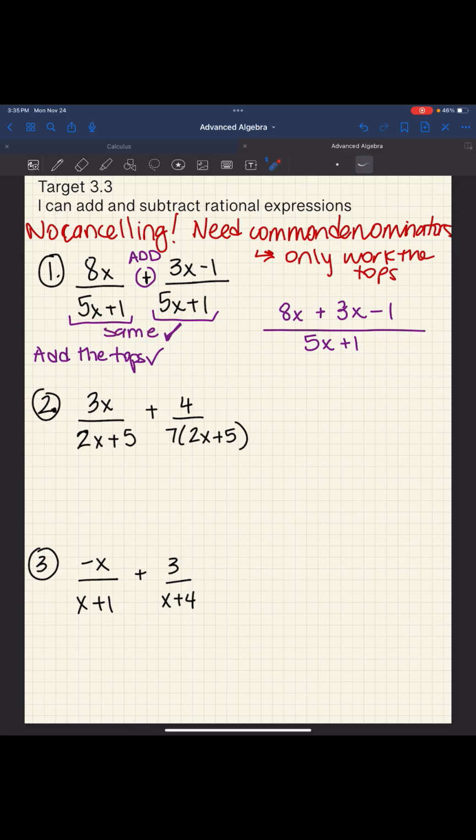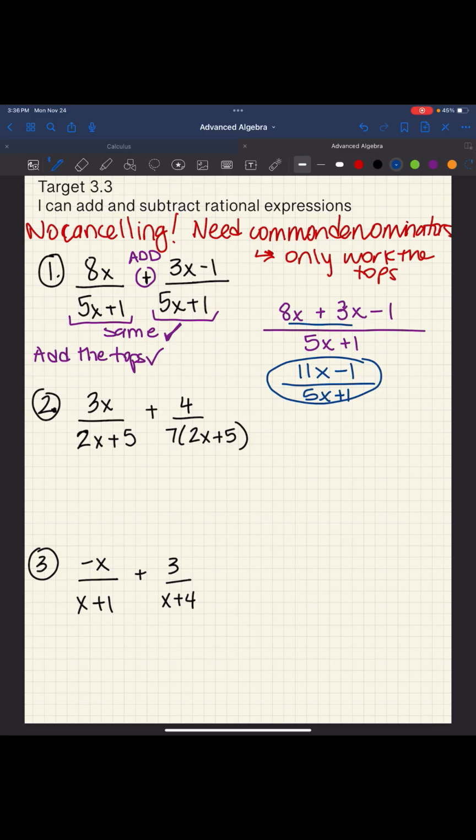We need them to be the same. The minute that's the case, then sure, all we're doing is adding the tops. So number 1 ends up being quite a little bit simpler of a problem because all we're doing is adding 8x with 3x, which is 11x minus 1. And that's it. We don't do anything more. We were given the same denominators, so we just work with the tops.